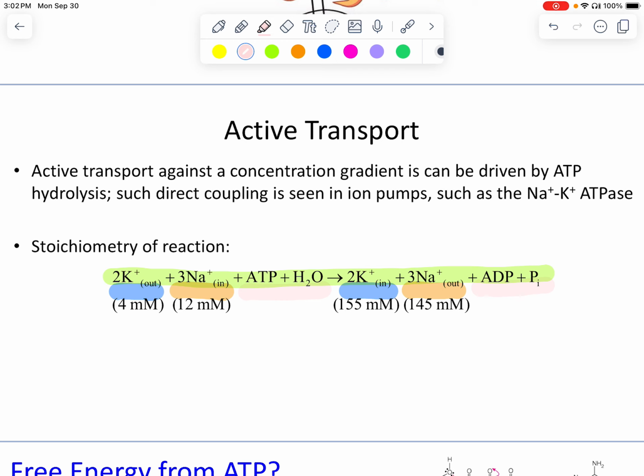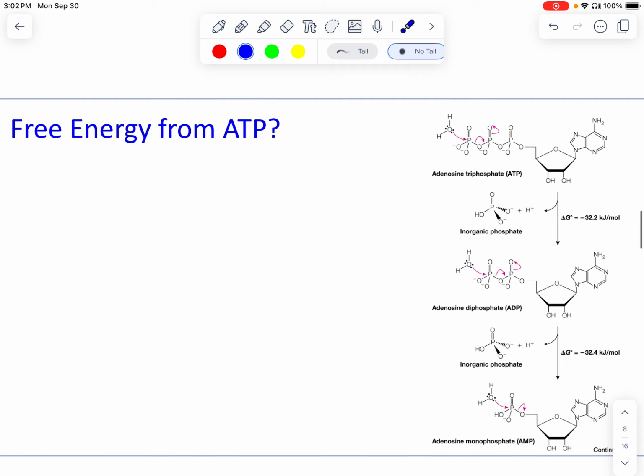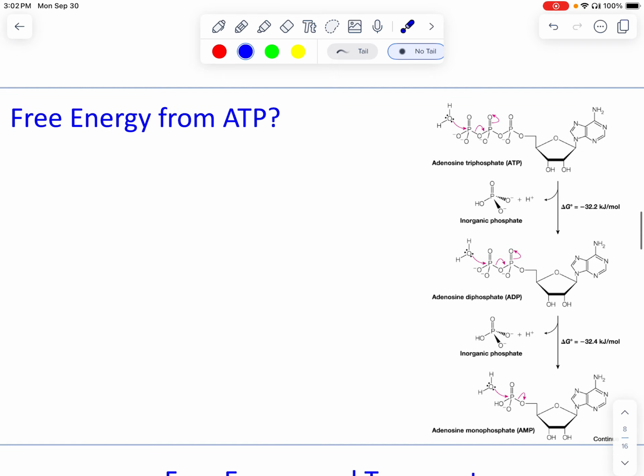So we know that the sum of all the different energy changes for all of those processes must give us a negative free energy. And that means, since we know both the potassium, the one underlined in blue, and the sodium, the one underlined in orange, are both going against the concentration gradient and would have positive delta G values, this delta G value must be pretty negative. So let's look at how we get that energy from ATP.